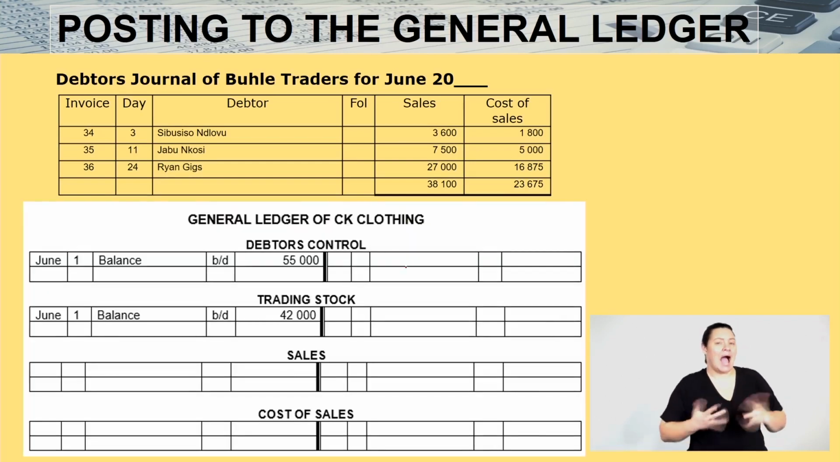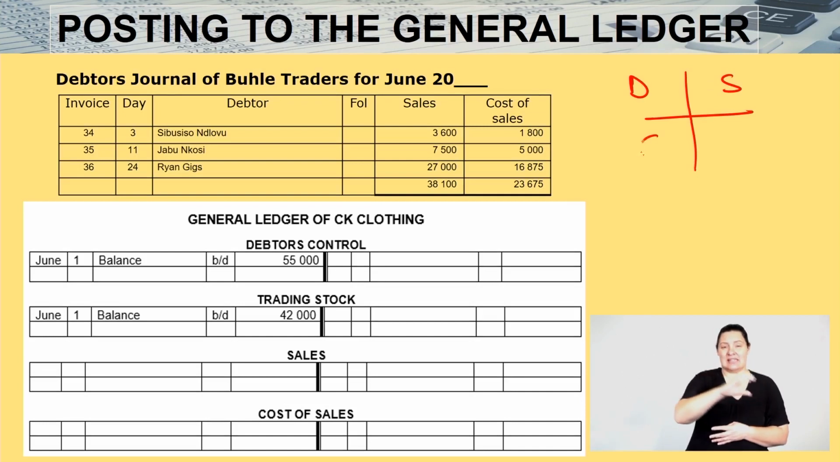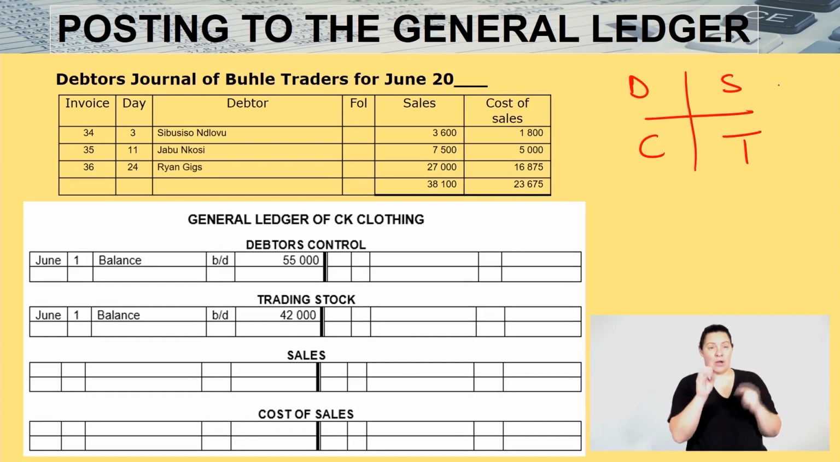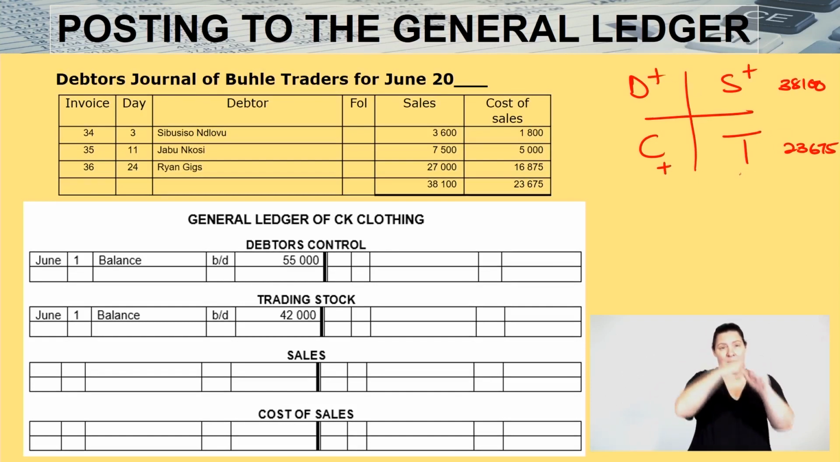Let's quickly see how we would post these amounts to the general ledger. Remember, whenever we sell goods, 4 accounts must be affected. All right, 4 accounts are going to be affected: debtors control, sales, cost of sales, and trading stock. And then here my amounts are going to be 38,100, and here it's going to be 23,675. And my signs are going to be plus, plus, plus, and a minus.